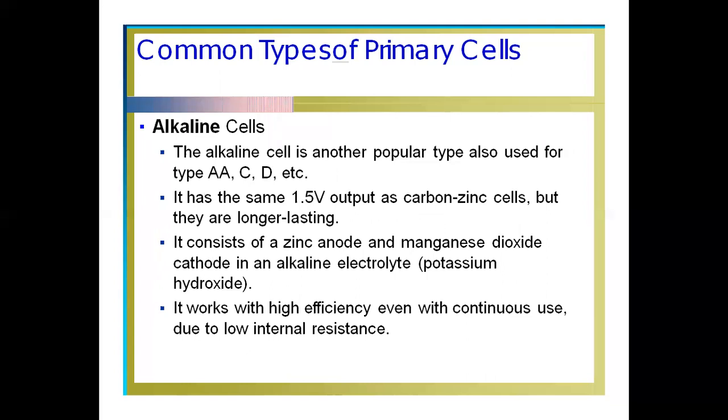Next is the alkaline cell. It is one of the primary cells. The alkaline cell is another popular type used for types A, C and D. It has the same output as that of the carbon zinc cell, that is 1.5 volt, but it is longer lasting. The difference between both is that the alkaline cell provides long lasting output. So it discharges slowly.